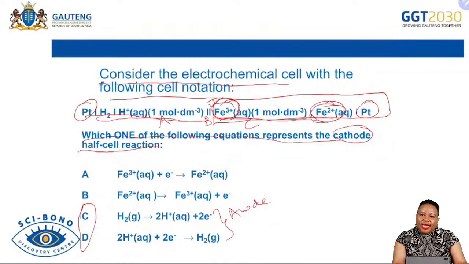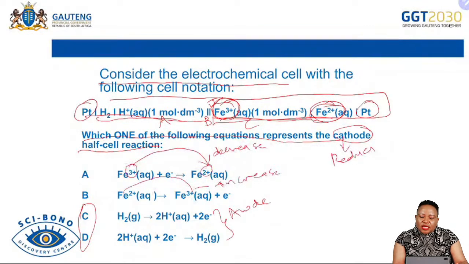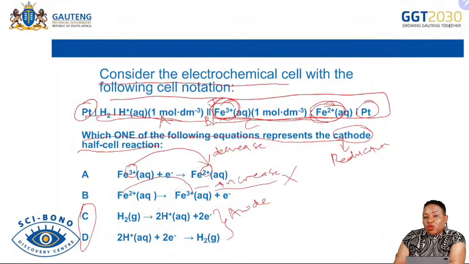So the only options that we can look at are A and B. If you look at A, it is iron 3 plus going to iron 2 plus, whereby it means there was a decrease in what? In oxidation number. But when you look at B, it is iron 2 plus going to 3 plus, which is an increase in oxidation number. And we expect at the cathode to find what? Reduction. Therefore, it means B is incorrect because B actually represents an oxidation reaction. So the correct answer is A.